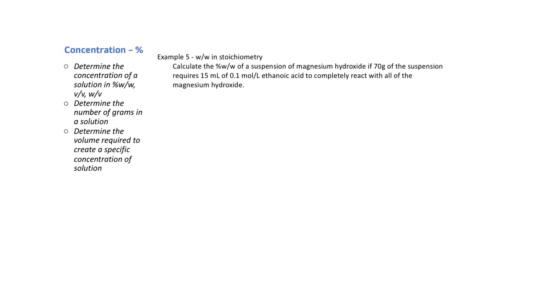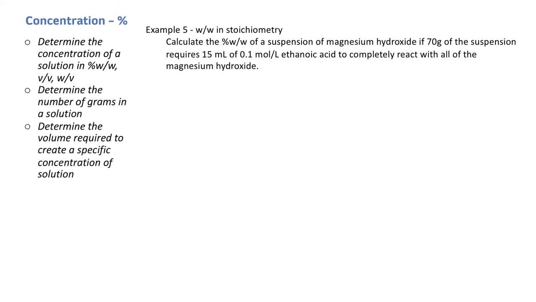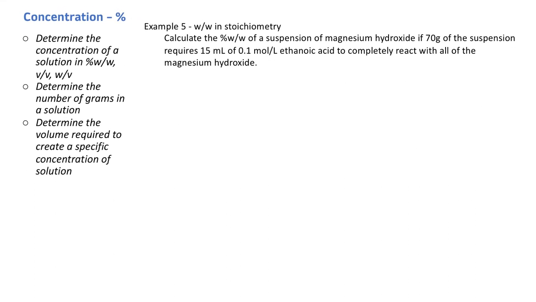Right, last one. Okay, so using a bit of stoichiometry. So let's have a look. Calculate the weight for weight of a suspension of magnesium hydroxide if 70 grams of the suspension requires 15 mils of 0.1 ethanoic acid to completely react with all of the magnesium hydroxide. So the reaction is ethanoic acid plus magnesium hydroxide. Depending on when you're watching this, you may or may not know how to write out these equations, but if you don't, that's okay. Just look here, this is the equation.